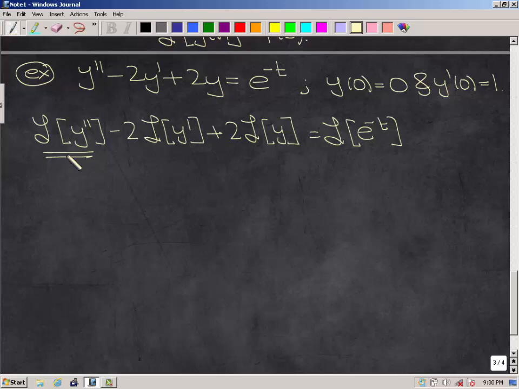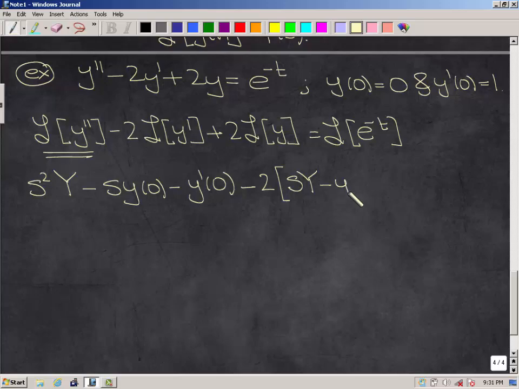So if you recall from section 7.3, the Laplace transform of y double prime is s squared times big Y of s, I won't write that s, minus s times y of 0 minus y prime of 0. And again, that was covered in section 7.3. Minus, we have 2 times the Laplace transform of y prime. Y prime was s times big Y minus y of 0. That was the Laplace transform of y prime, which again was covered in section 7.3.